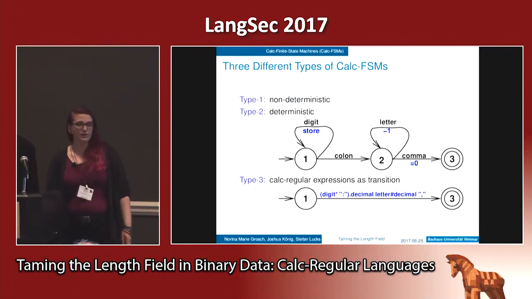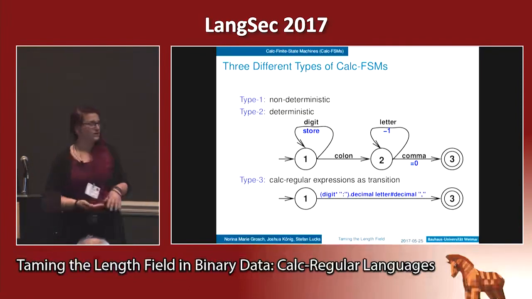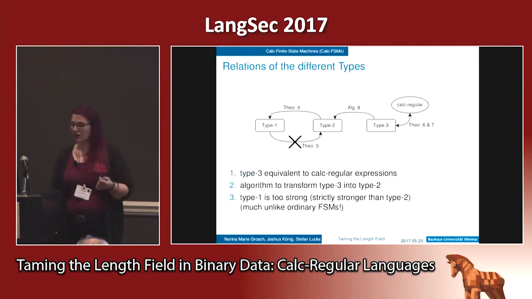So in our research, it turned out that there's 3 different kinds of Calc FSMs. So we have here type 1, which is the non-deterministic one, and type 2, which is the deterministic. The example for the net strings is deterministic. And we have a third type, kind of a meta type, where we write just a Calc regular expression on one transition. Here you can see the relations between the 3 different types.